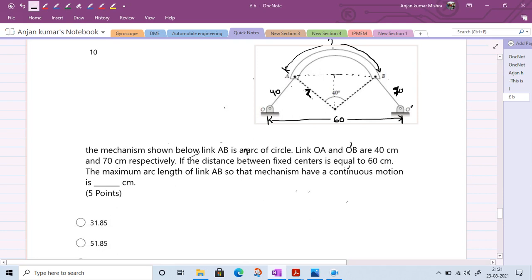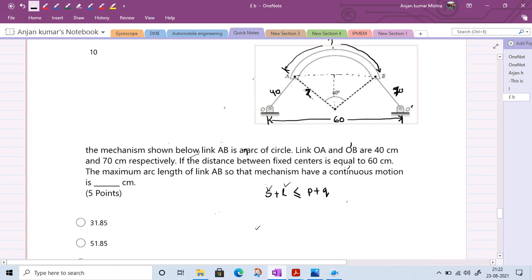What does our Grashof criterion tell us? In a linkage, the length of the shortest link plus the largest link should be smaller than or equal to the sum of the other two links, P and Q. So we have three link lengths, that is 40, 70 and 60. The length of AB we do not know, so AB can be the shortest link, the largest link, or one of the links between P and Q.